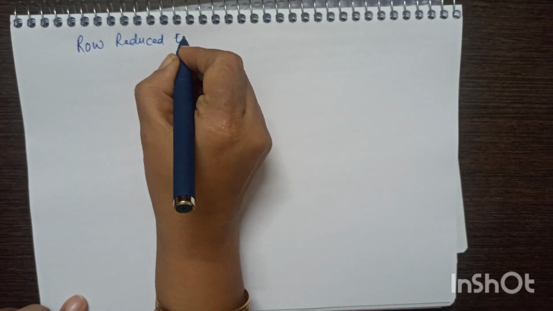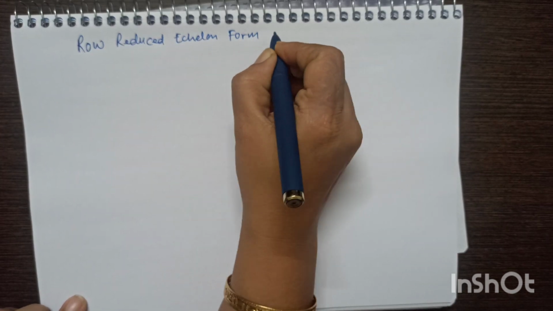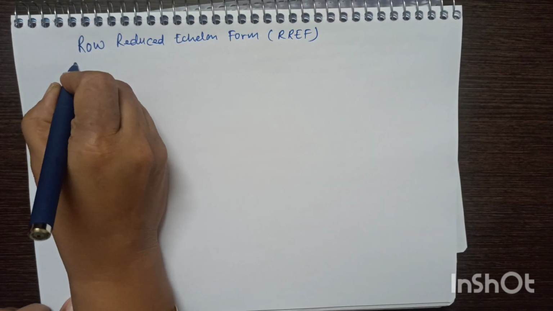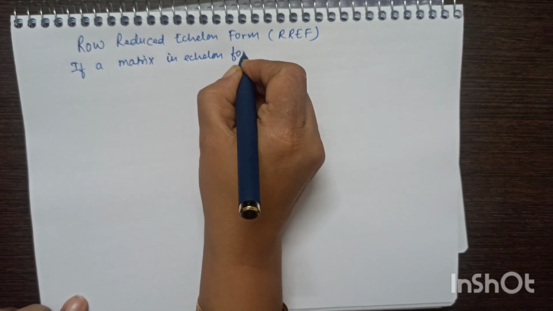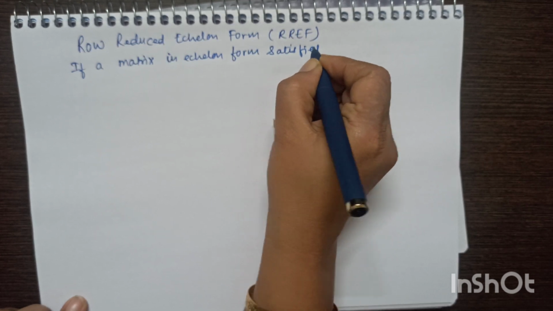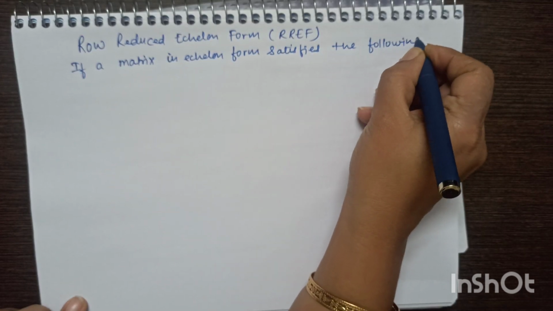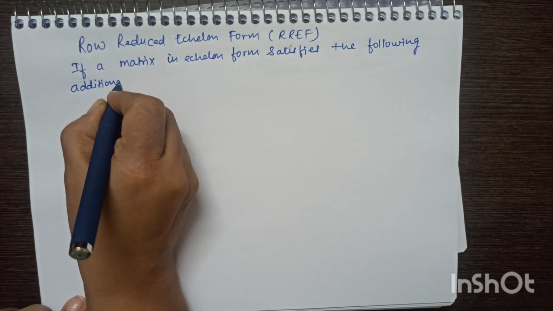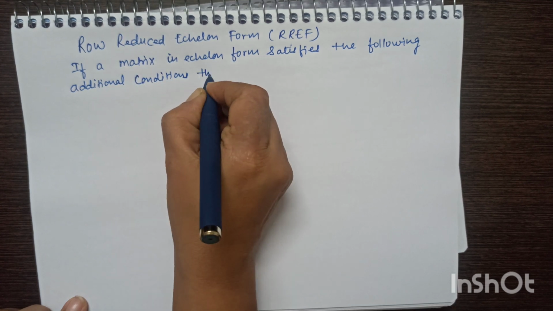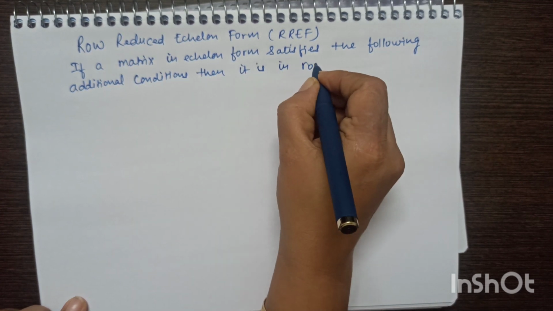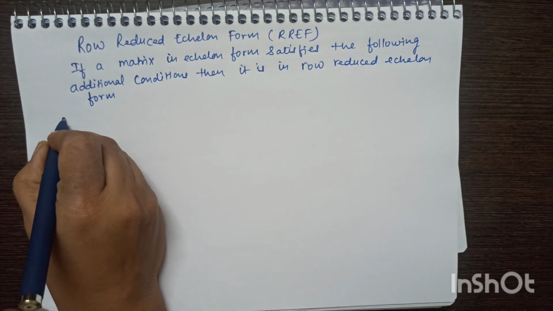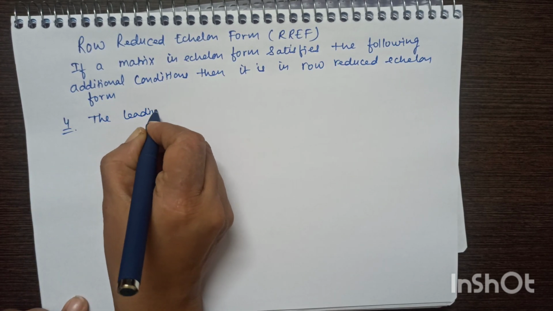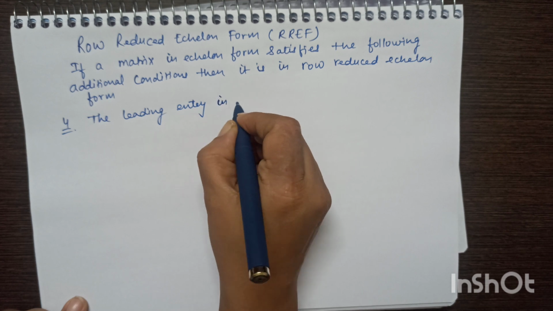So next is row reduced Echelon form, RREF. If a matrix is already in Echelon form and satisfies two more additional conditions, then it is in row reduced Echelon form. So three conditions are already satisfied by the matrix, which is in Echelon form, and now we are converting it into row reduced Echelon form by satisfying two more conditions.